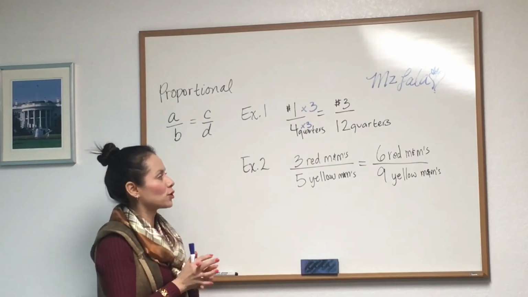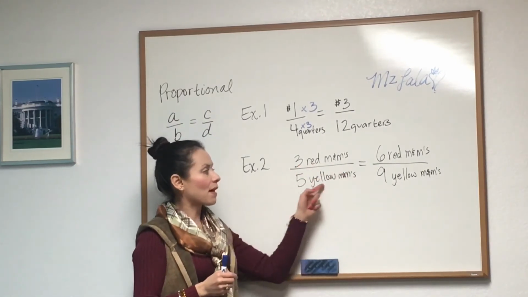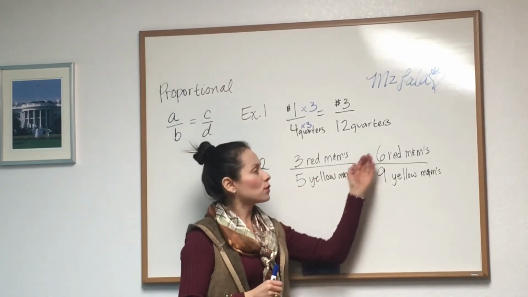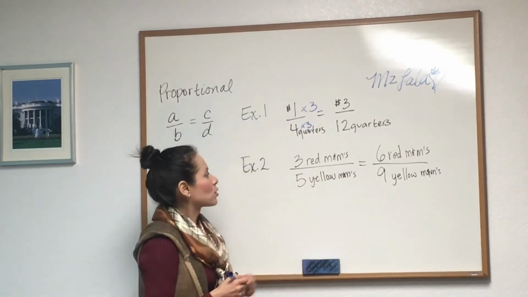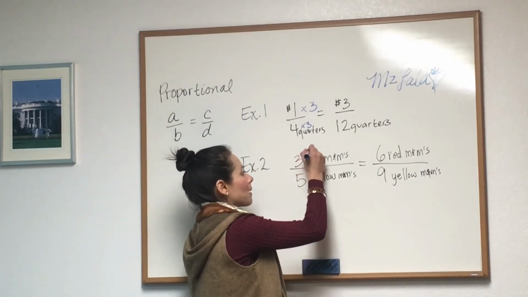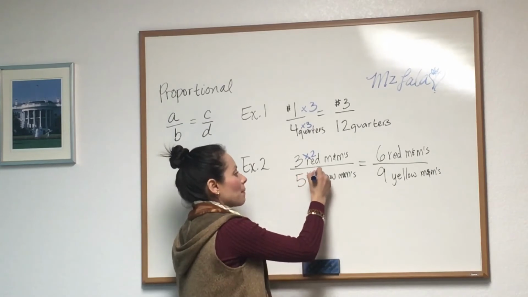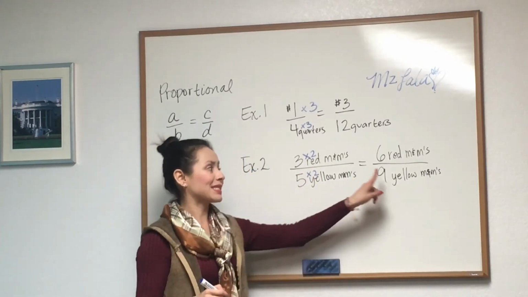Let's look at example number 2. We have 3 red M&Ms to 5 yellow M&Ms. Is that equivalent to 6 red M&Ms over 9 yellow M&Ms? So if we see 3 can go to 6 by multiplying by 2, right? If we multiply by 2 down here, is that 9? Well, 5 times 2 is 10.